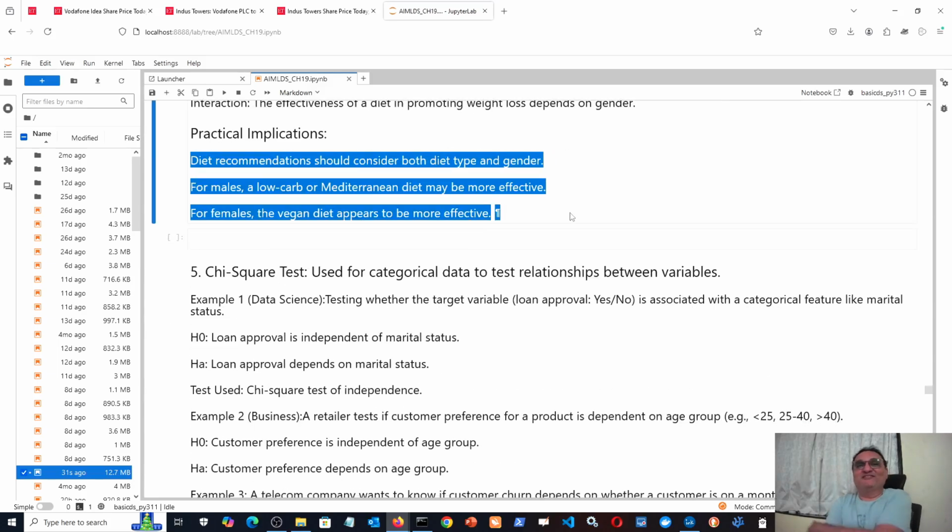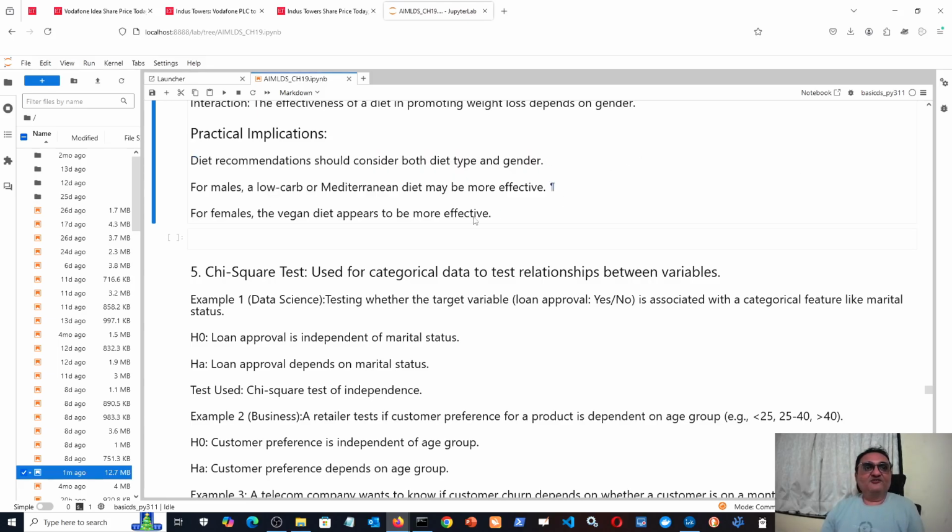Ultimately, your gym owner will not be interested in all this lengthy discussion which we have been doing in the previous lecture and this lecture. He will just say, tell me three recommendations which I have to give to my client. So first, diet recommendations should consider both diet type as well as gender, right?